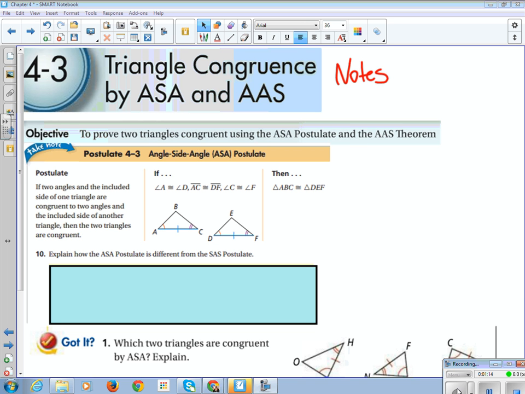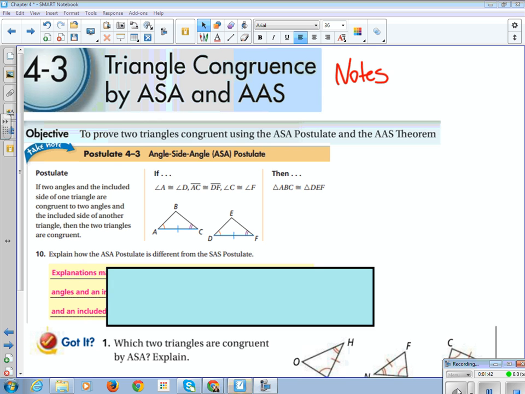So you guys see how the side is sandwiched in between the two angles. If I had side BC, it would not be angle, side, angle. It would be angle, angle, side. So explain how the angle, side, angle postulate is different from the side, angle, side. Please note, angle, side, angle has two what's? Two angles. Side, angle, side has two what's? Sides. Okay, that's the difference between the two.